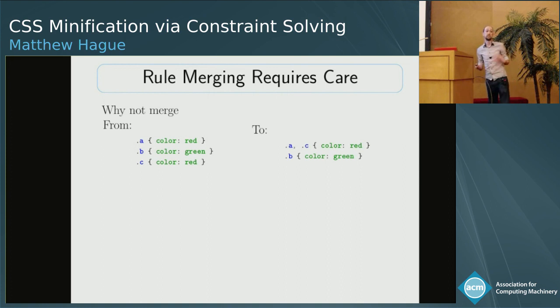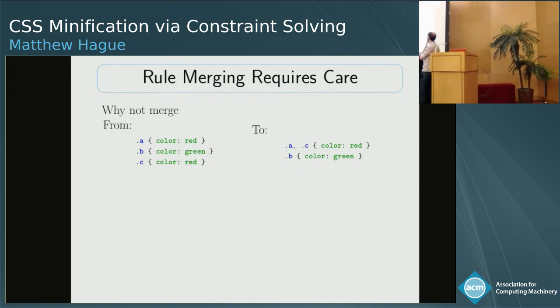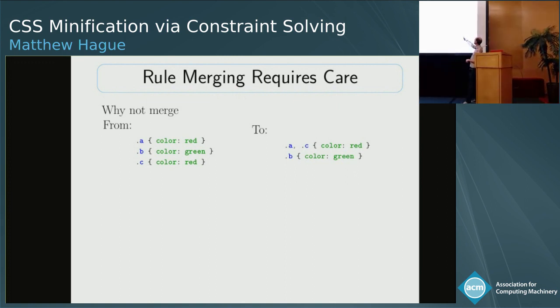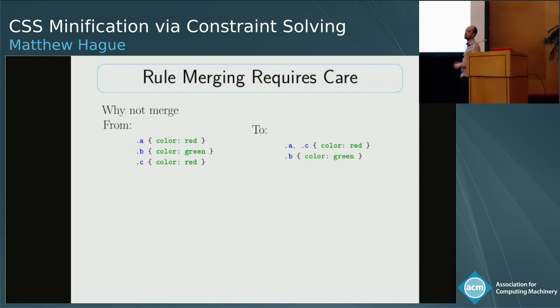Okay, so why is this rule merging so difficult? Here's an example to illustrate it. Here we have a style sheet with three rules. We say A is red, B is green, and C is also red. So at this point, you might say, aha, I've spotted that these two rules, the A and the C, are both pretty much the same. Let's combine them and save ourselves some bytes. And you might do this. You'll say .A, .C is red and .B is green.